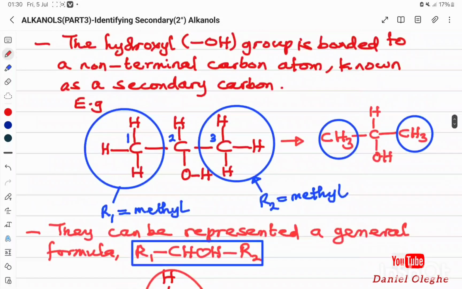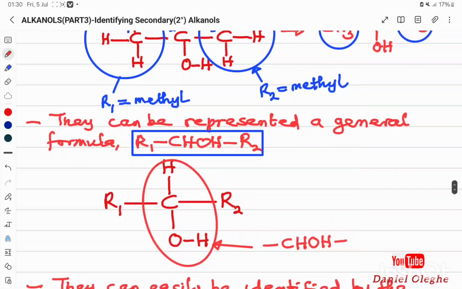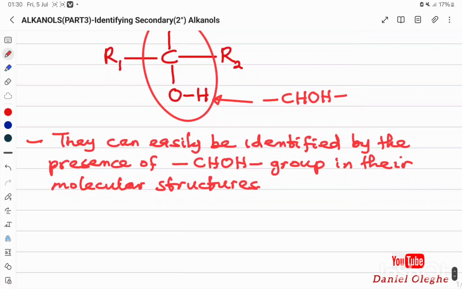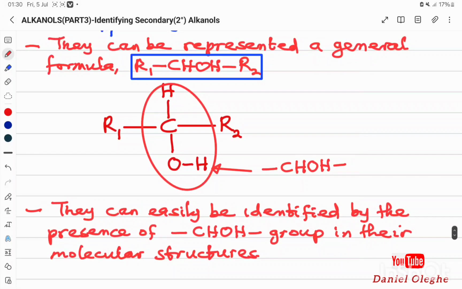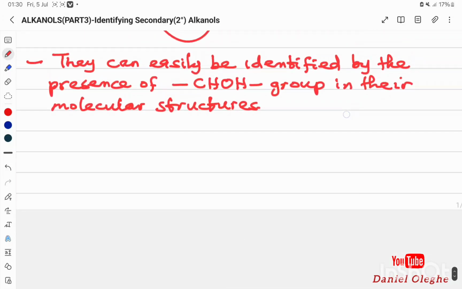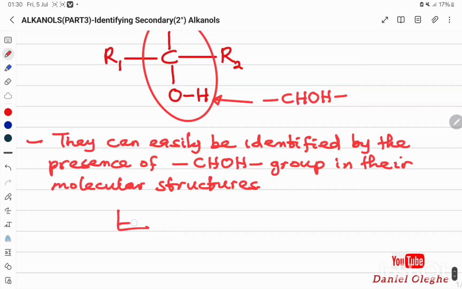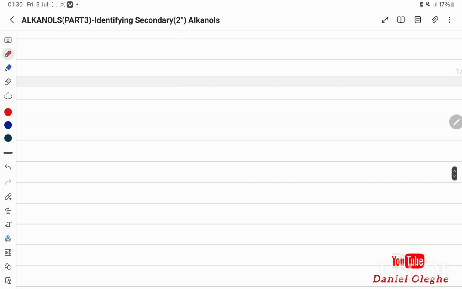That is what secondary alkanols consist of. They can be identified easily by the presence of the CHOH in the middle of their molecular structures. Let's look at examples of secondary alkanols. Examples of secondary alkanols. Let's show them by structure.